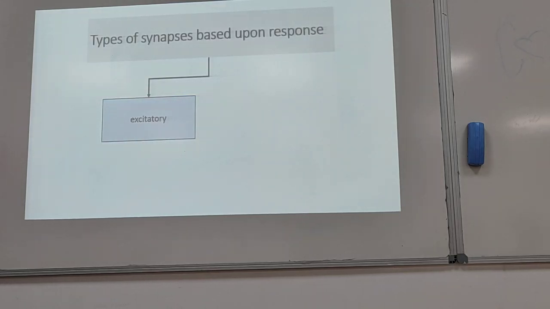Chemical synapse can be excitatory and inhibitory. See, what is excitation? Excitation means stimulation. For example, I tell him, start moving your hand like this, and he starts moving his hand by my command. So this is excitation. And he is moving his leg and I tell him, stop moving your leg. What will be the name? Inhibition. Alright? So we can have excitatory synapses and we can have inhibitory synapses.